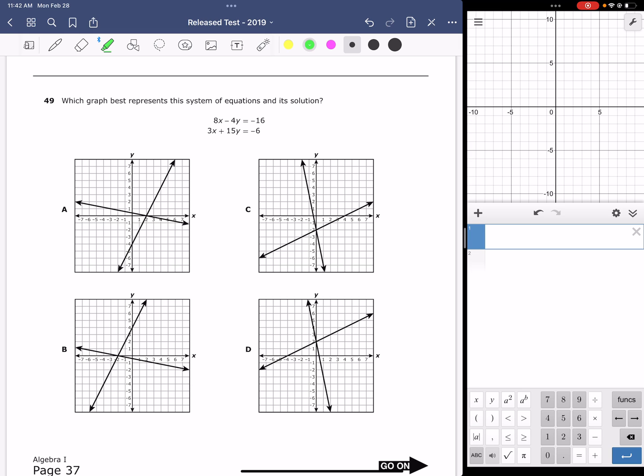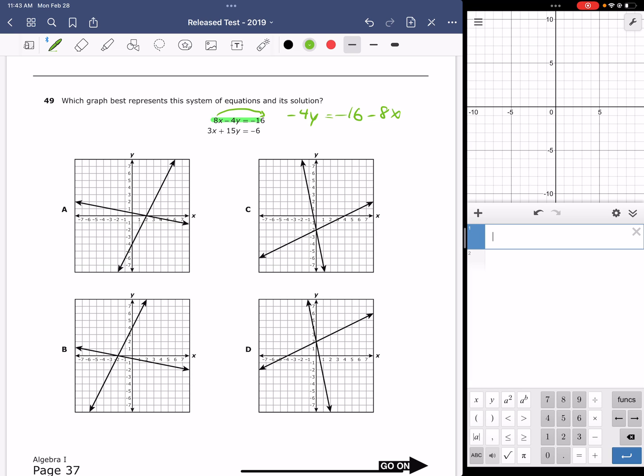We start with the first equation, 8x minus 4y equals negative 16. To start solving this equation for y, we subtract 8x on both sides of the equation. When we do that, we end up with negative 4y is equal to negative 16 minus 8x. Remember that when a positive 8x moves across the equal sign, it becomes its opposite, negative 8x.